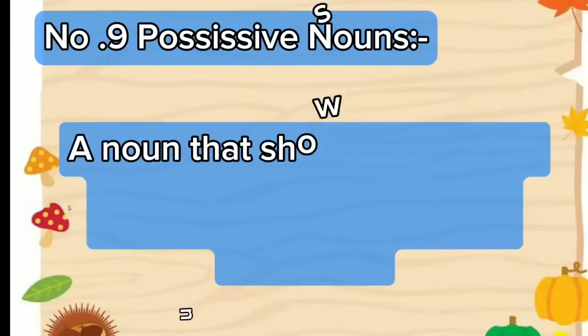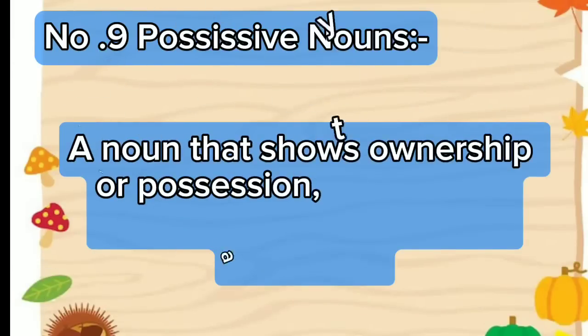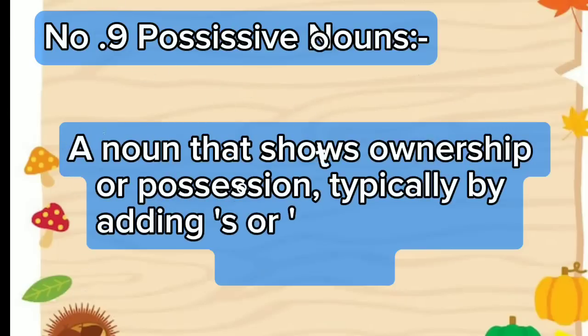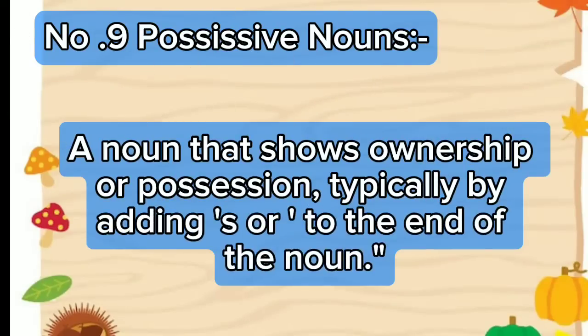Number 9. Possessive nouns. Definition: a noun that shows ownership or possession, typically by adding "er" to the end of the noun.